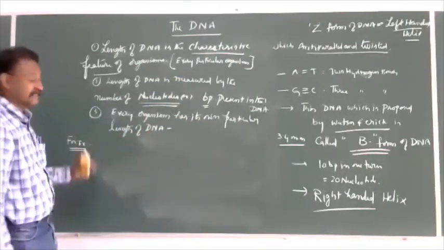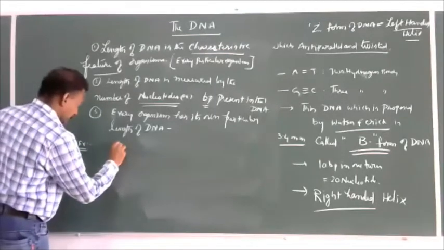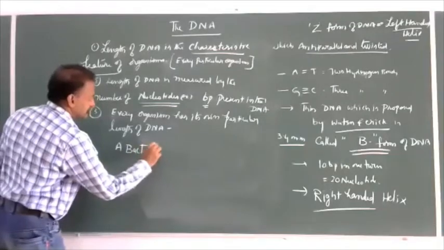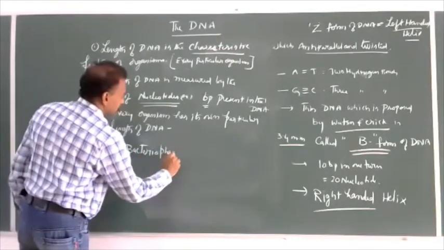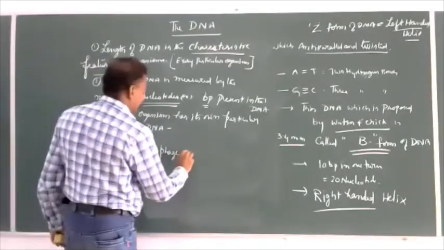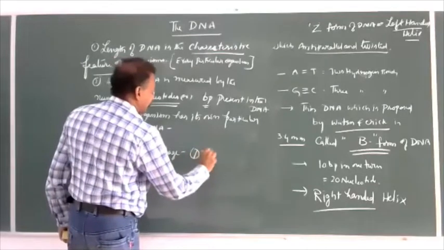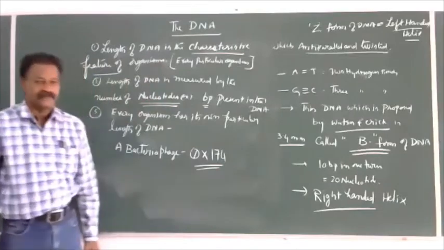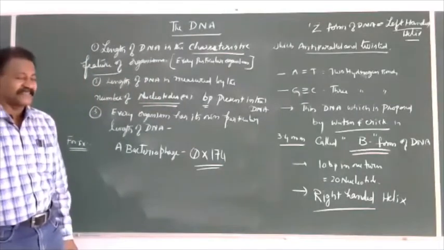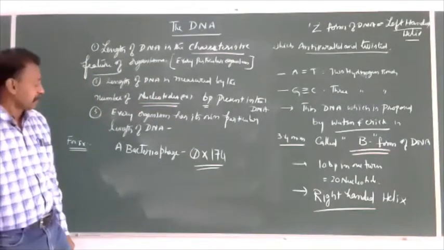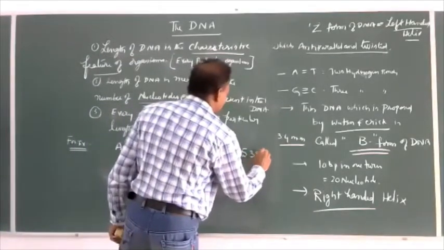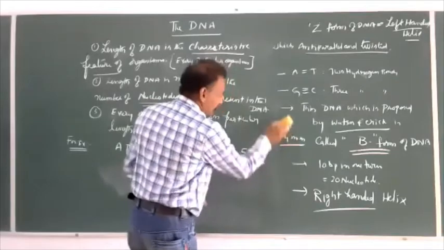For example, a bacteriophage named PhiX174 has 5386 nucleotides.